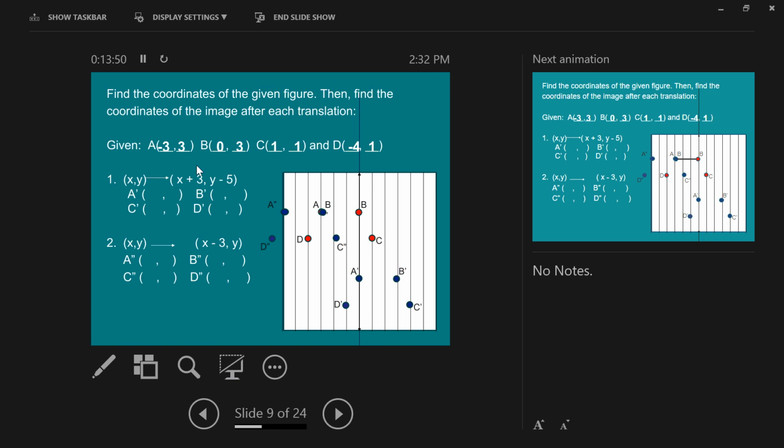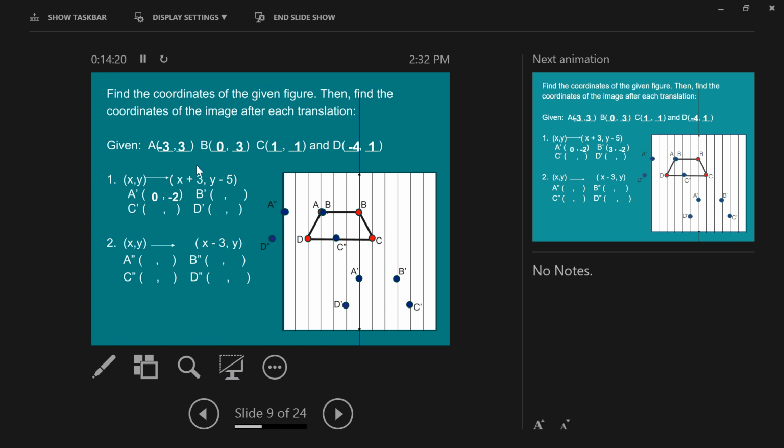Okay? So if I'm increasing x by 3, and it was already -3, -3 plus 3 is 0. So my A prime coordinate point for x should be 0. I was at 3. I'm subtracting 5. 3 minus 5 is -2. So my A prime should be at 0, -2. Okay.